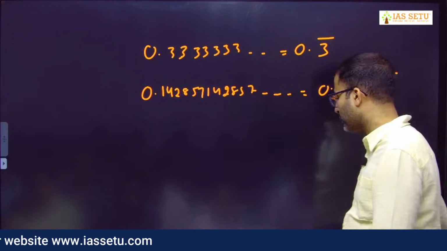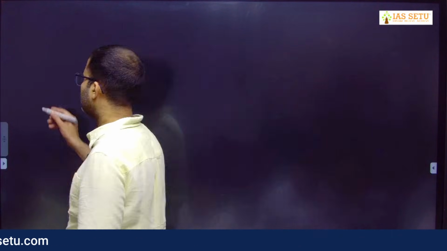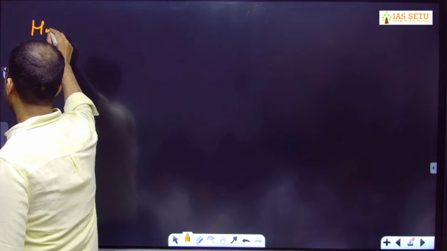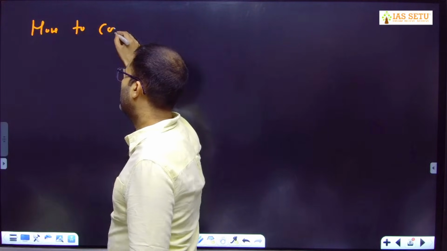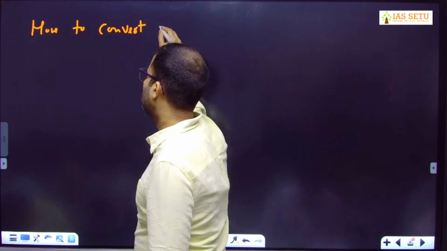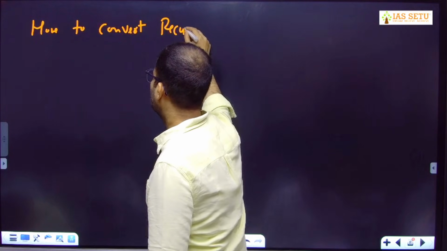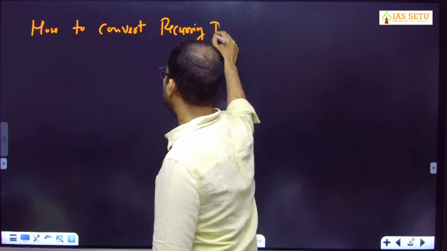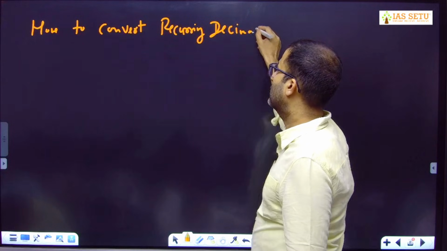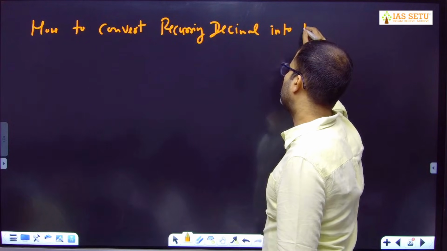Now you put a heading. Our topic is how to convert recurring decimal into fraction.